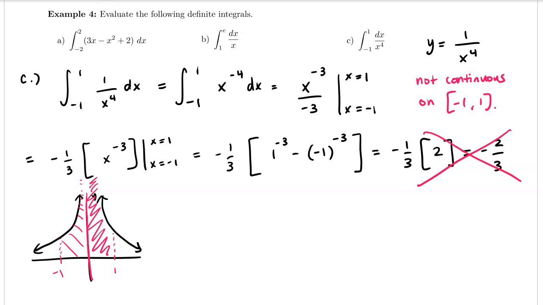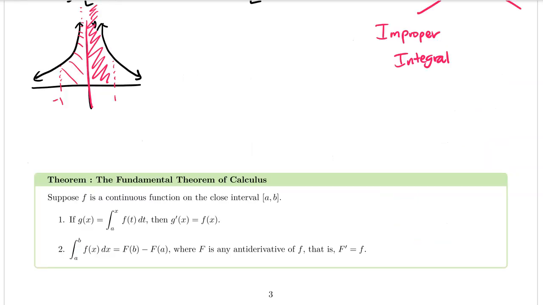We'll learn more about how to evaluate an integral like this later on in the quarter. But if you're super curious and just can't wait, this is called an improper integral. And again, we will cover this section later on in the quarter. So here's just a restatement of the fundamental theorem of calculus, including part 1 and part 2. And we're restating it just because it's such an important theorem that we use so frequently in integral calculus.